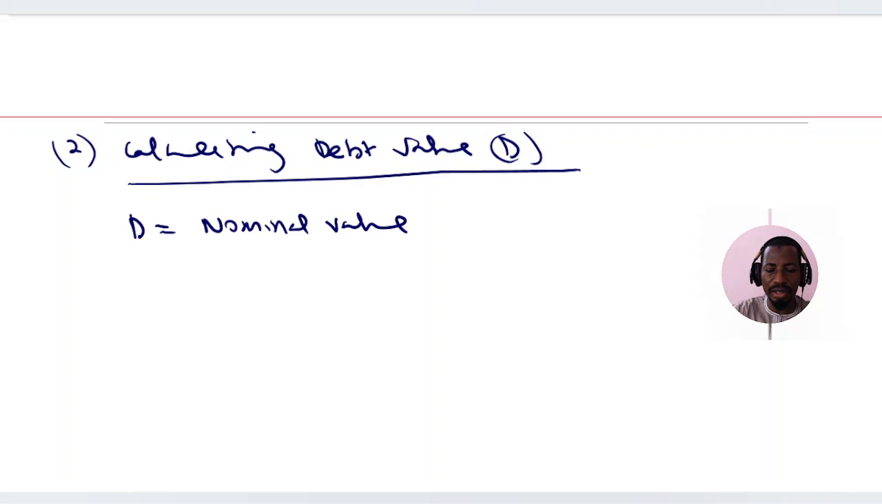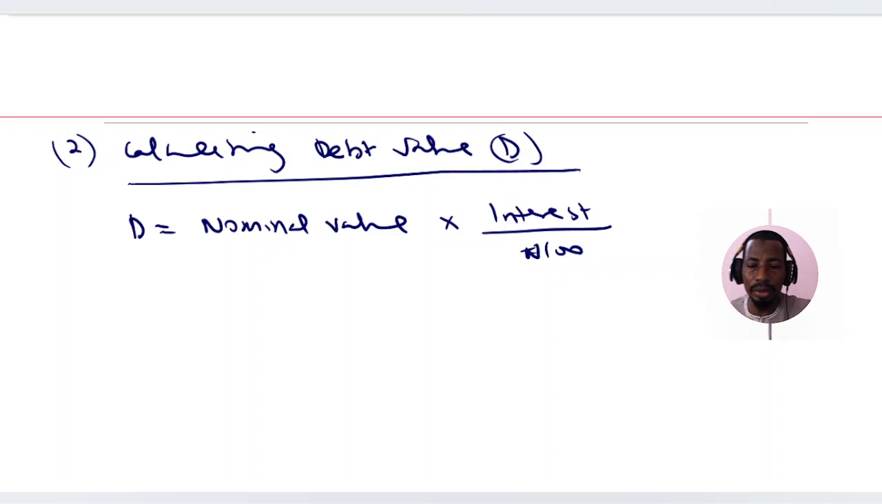The nominal value is the balance sheet value multiplied by interest. Forget about the ex-interest price. So multiply by interest divided by 100 naira, because debt is quoted at 100 naira per unit. However, according to this question, we are given bank loan. Bank loan is non-traded debt, so you cannot have market value for it, since it is not tradable.